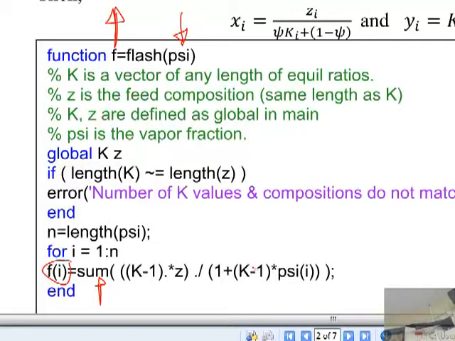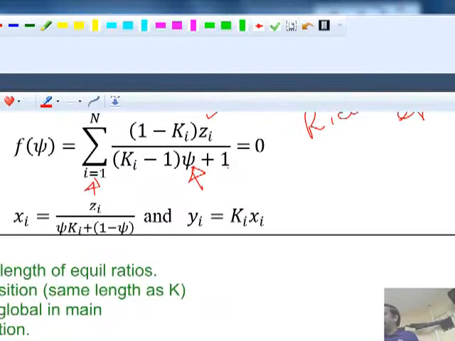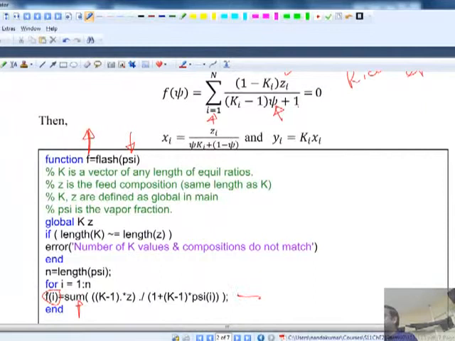This is where you need to understand the MATLAB syntax. The dot star says do an element by element multiplication. Whether I have two components or 20 components in a feed stream, the same algorithm will work independent of the number of components. And then you divide by 1 plus k minus 1 times psi. So that equation is the MATLAB representation of the Rachford-Rice equation.